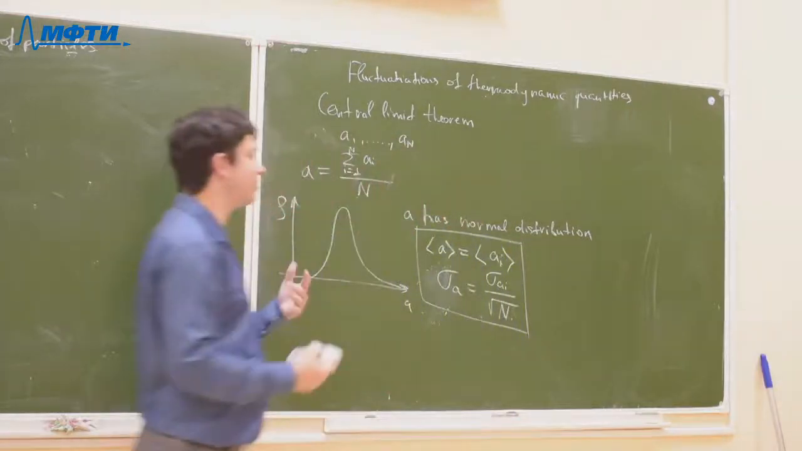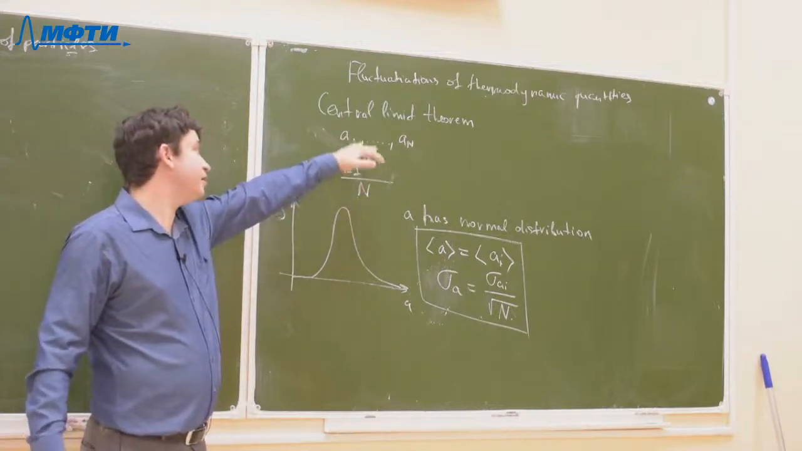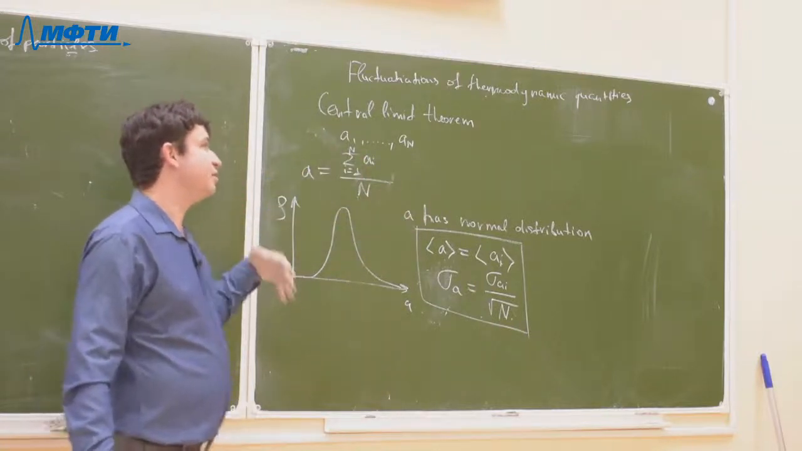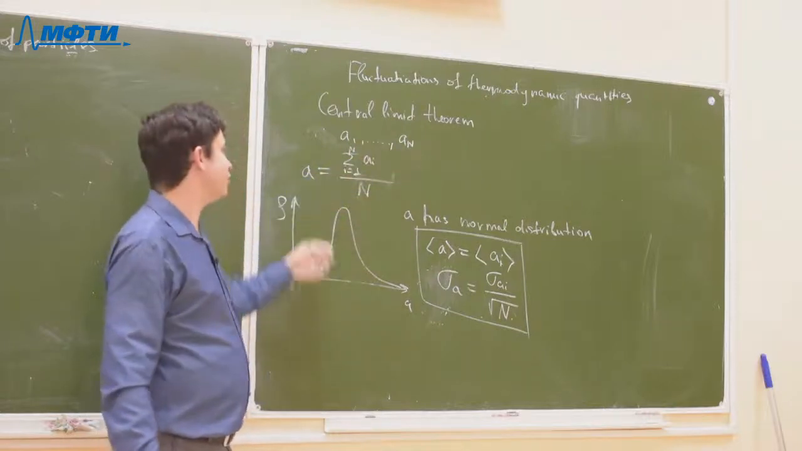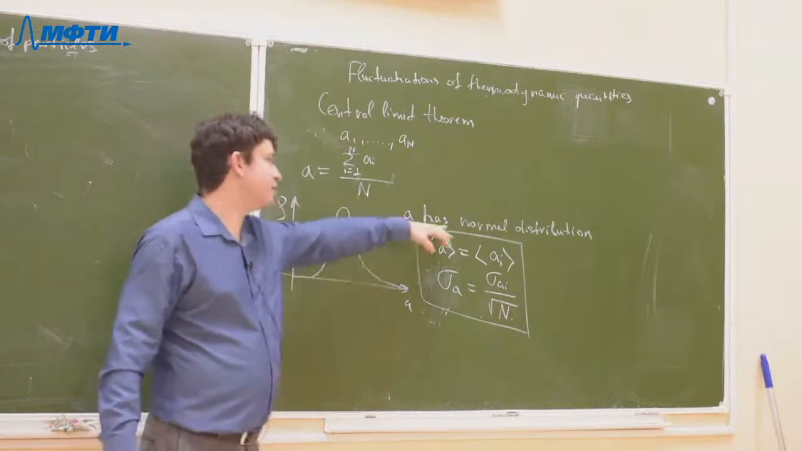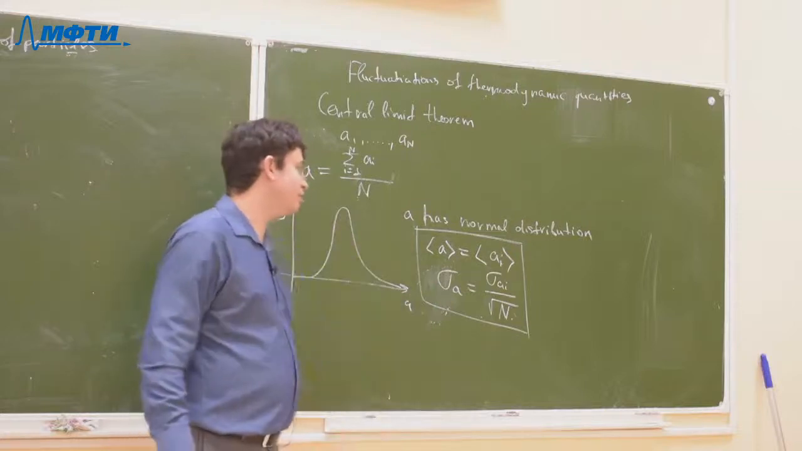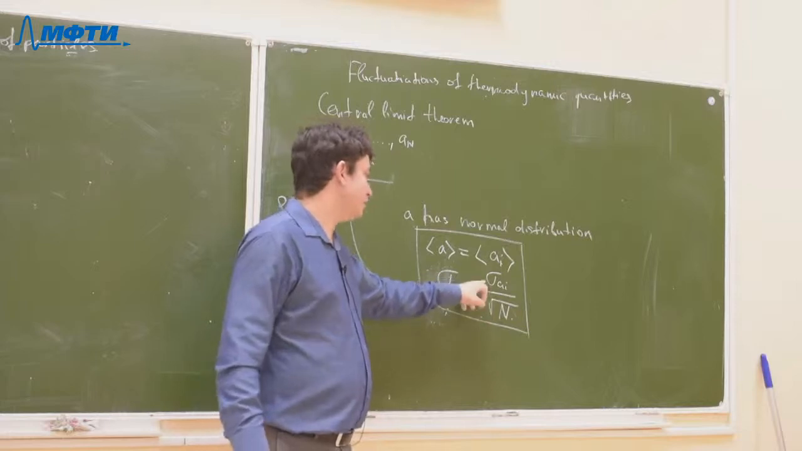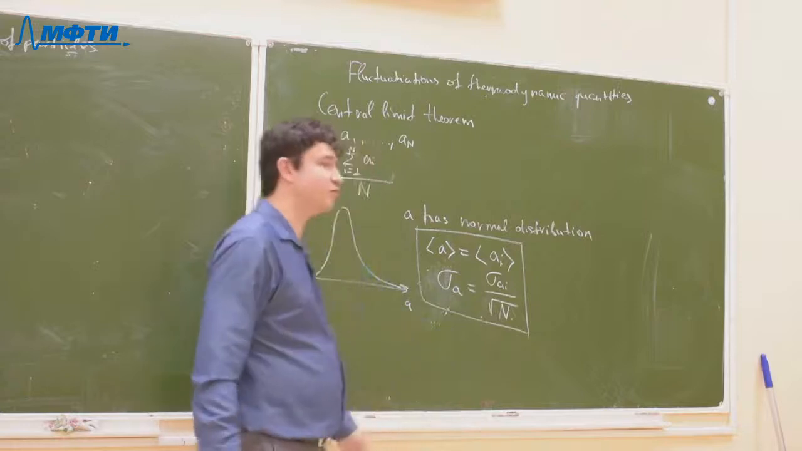So whatever the probability distribution of the initial quantities A0, A1, A2, and so on, An, as long as the probability distribution is the same for all of these quantities, then an average value over n of them has a normal distribution which has the same average value, but the standard deviation is equal to the standard deviation of one of these quantities over square root of n.